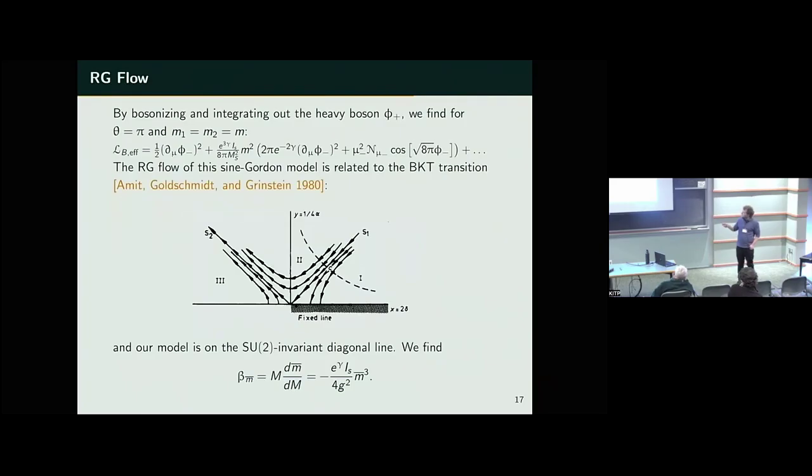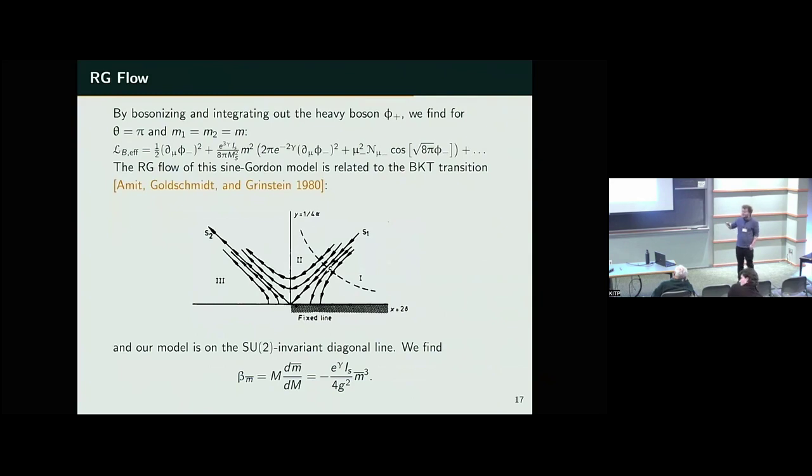And the RG equations for this Sine-Gordon manifestation of this transition were worked out long ago in the 80s. There are two parameters, one for the coefficient of this kinetic term and one for the coefficient of the cosine term. And they worked out all the RG equations very, very beautifully. One just has to figure out which trajectory on this plot we're on.